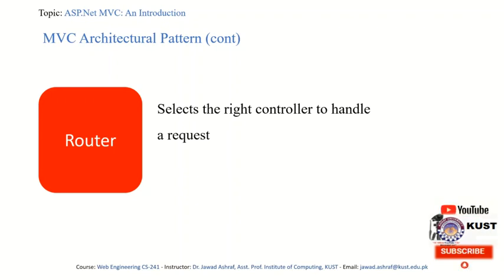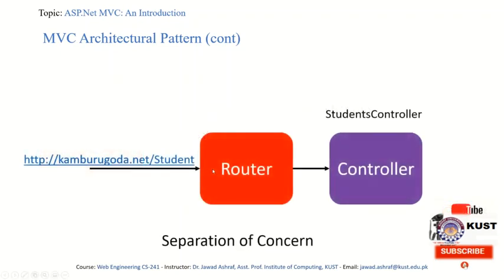But which controller is going to handle this request? It is the responsibility of the router to select the correct controller to handle the request. So the router actually gets the request through the URL, and based on the URL, the router knows which controller to call, so it calls a student controller. And inside the student controller, there are different methods, and in MVC, these methods are called actions. So accurately, we can say that a certain action is responsible to handle the HTTP request.